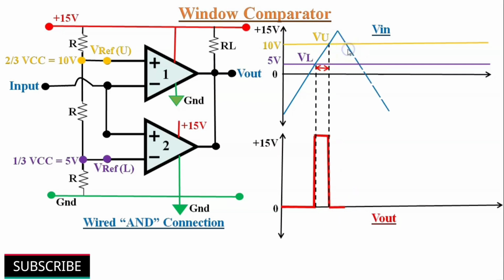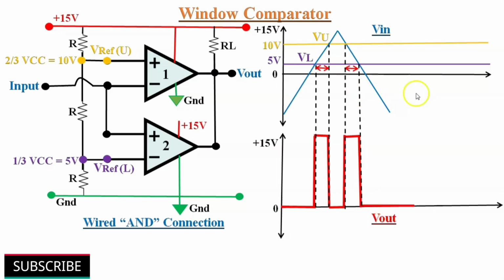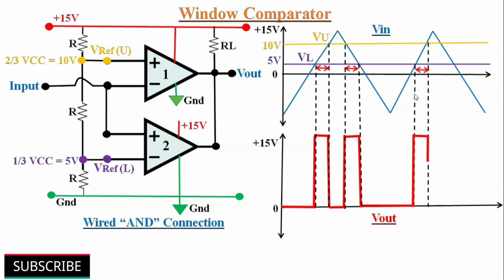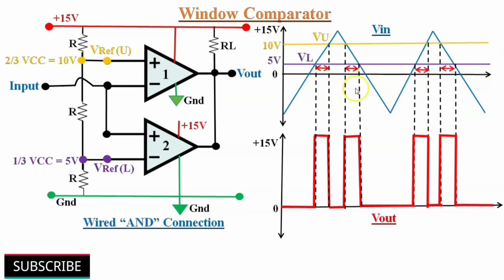During the falling edge of the triangular wave input, when the input voltage falls below the upper threshold voltage of 10 volts and is higher than the lower threshold voltage of 5 volts, output will reach positive saturation, and in the rest of the cases output will be at 0 volts. The same thing will happen to the rest of the input triangular wave signals. In this way, window comparator will be able to detect input voltage levels.